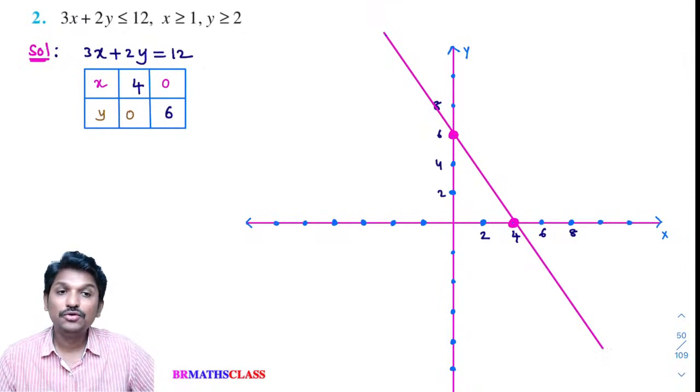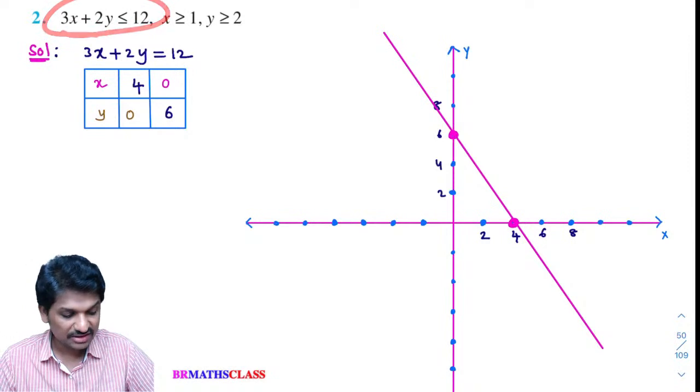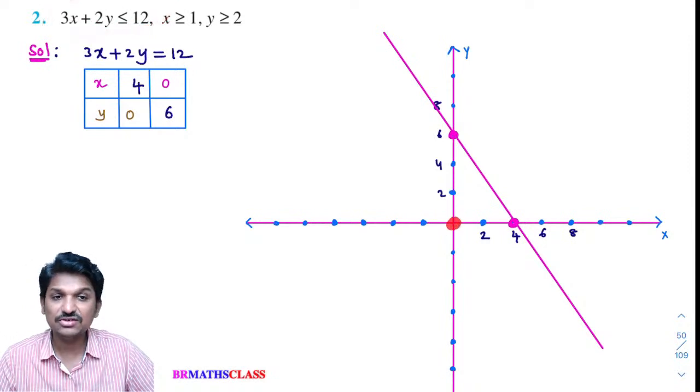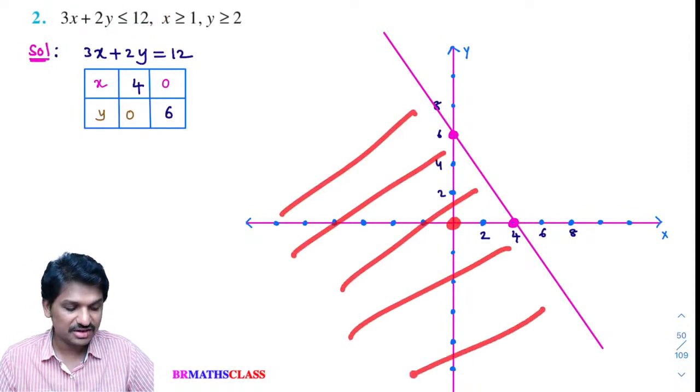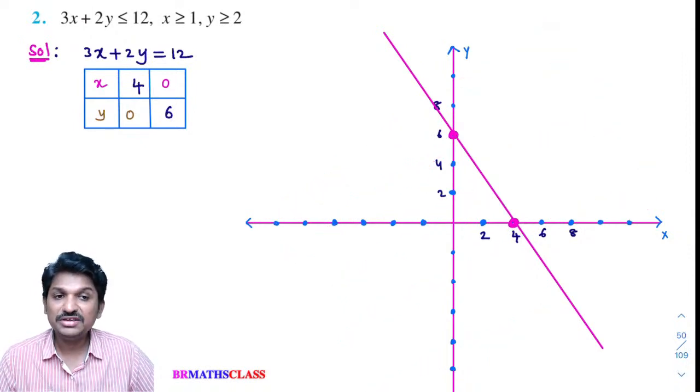Okay, now which side of the line do we need to shade? For this line, the origin is here. This side is known as the origin side of the line, and this side is known as the non-origin side of the line. Which side do we need to shade?